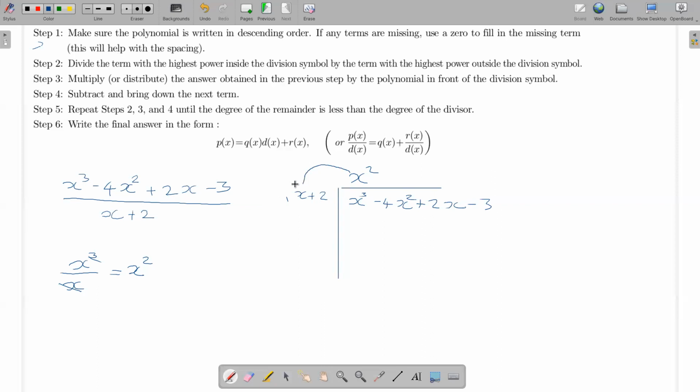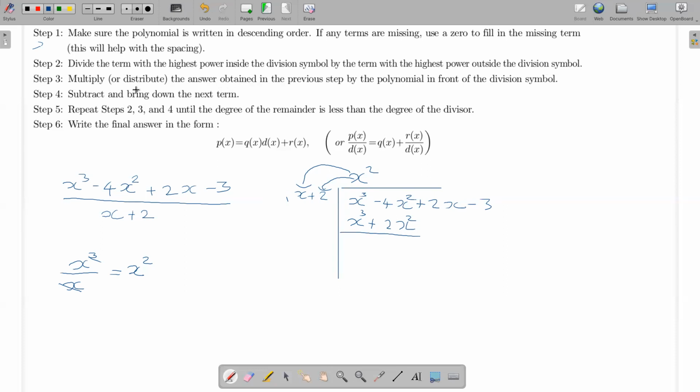Then when we multiply this term by this, I get x cubed plus 2x squared, no? That is step 2.